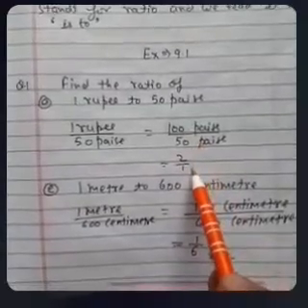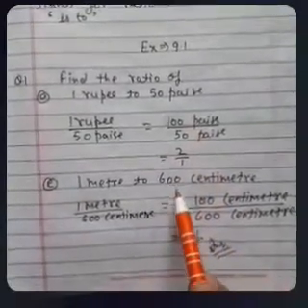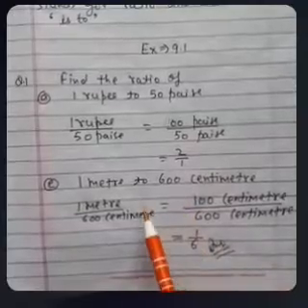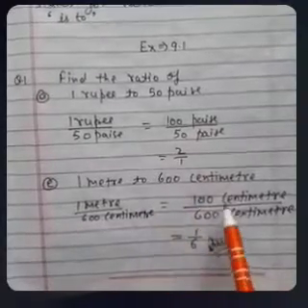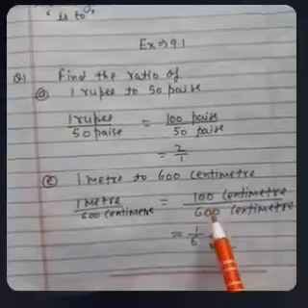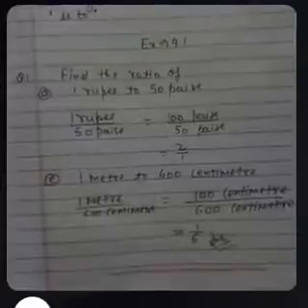Now 2. Ratio of 1 meter to 600 centimeter. 1 meter upon 600 centimeter. 1 meter converted to 100 centimeter. The zeros cancel, answer is 1 upon 6.